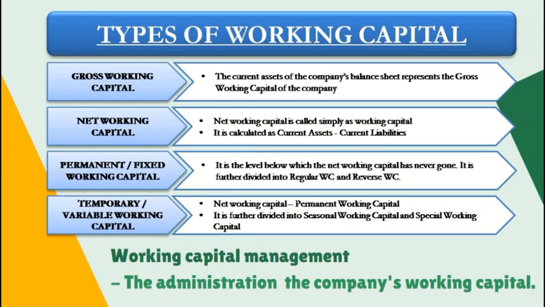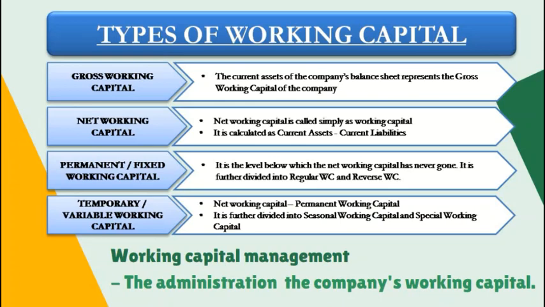Next, we have the permanent or fixed working capital. It is the level below which the net working capital has never gone. It is further divided into regular WC and reserve WC, or working capital. This is the part of working capital which is permanently locked up in the current assets to carry out the business smoothly. The minimum amount of current assets which is required to conduct the business smoothly during the year is called permanent working capital.